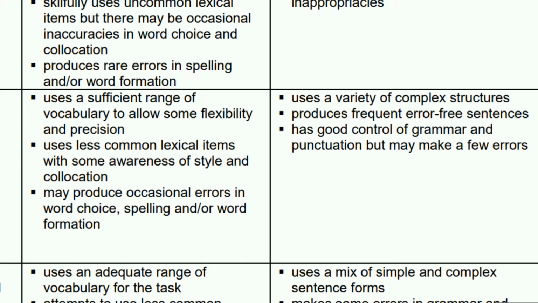For getting a band 7 in grammatical range and accuracy, you should have to use a variety of complex structures, produce frequent error-free sentences, has good control of grammar and punctuation but may make a few errors.